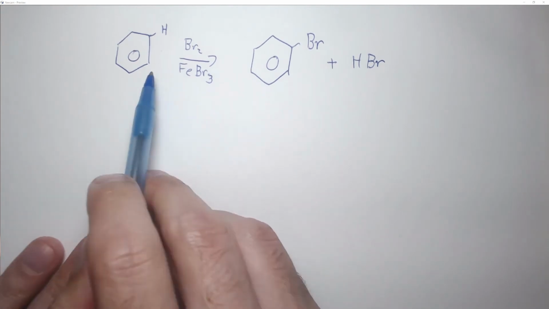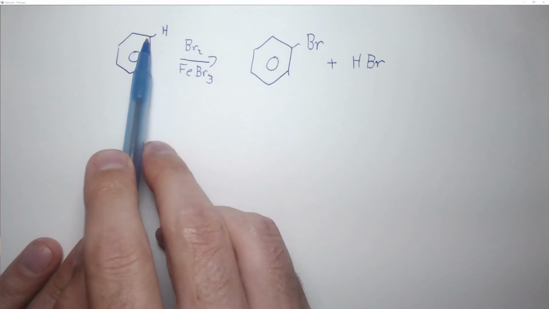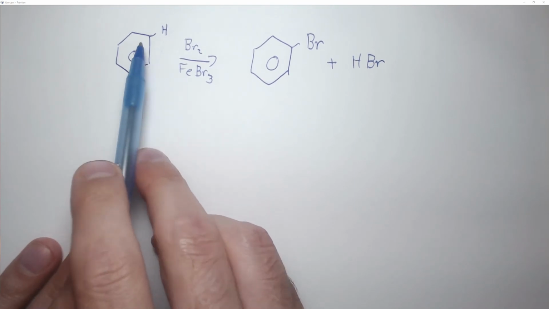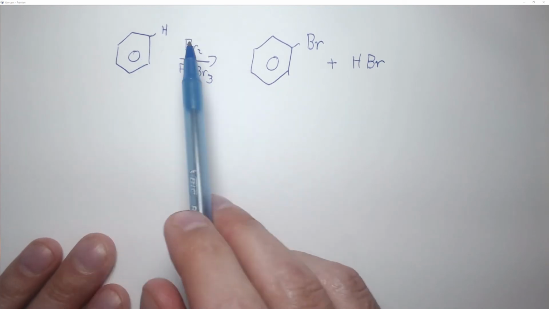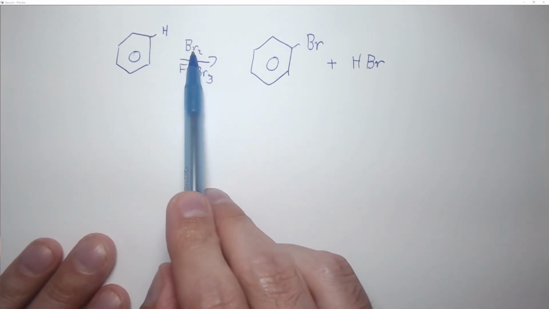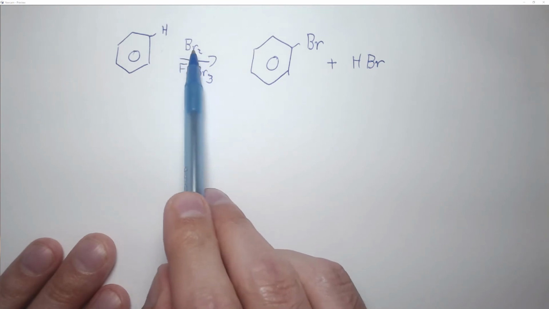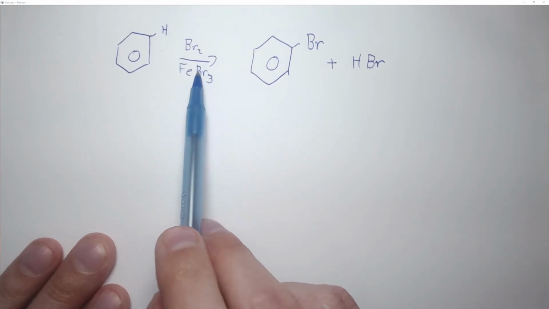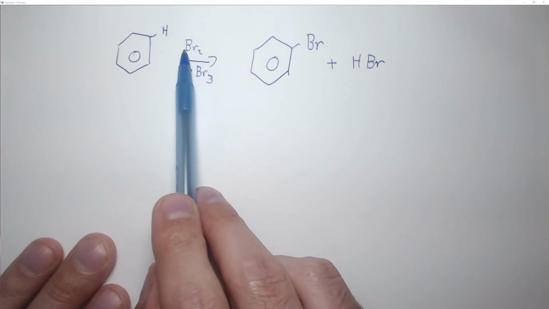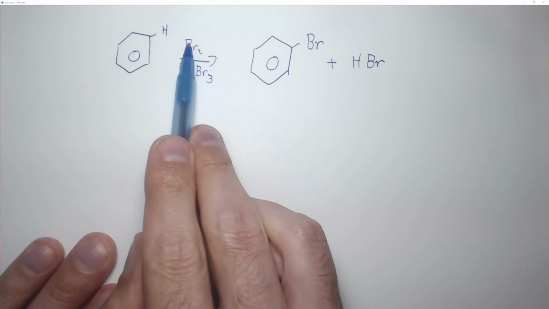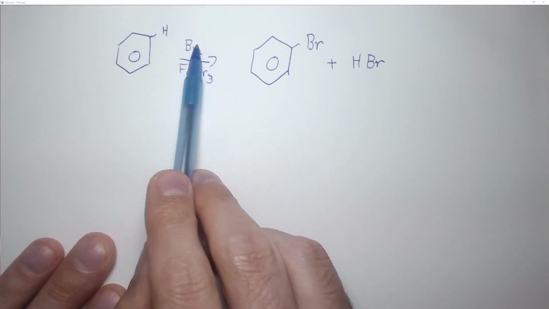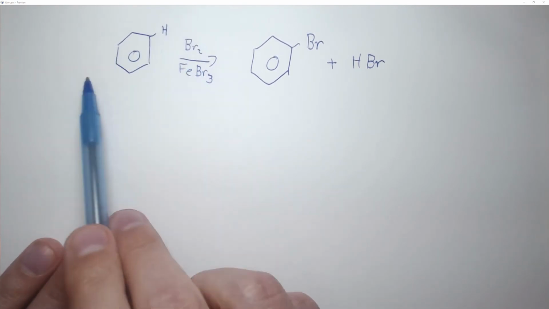This reaction involves the electron-rich pi bond of this benzene ring acting as a nucleophile, so the ring is the source of electrons, attacking a Br plus, which is formed from the reaction with FeBr3. And this Br plus is acting as an electrophile, which is why it's called electrophilic aromatic substitution. The electrophile is the thing that the ring is reacting with. The ring itself is acting as a nucleophile.